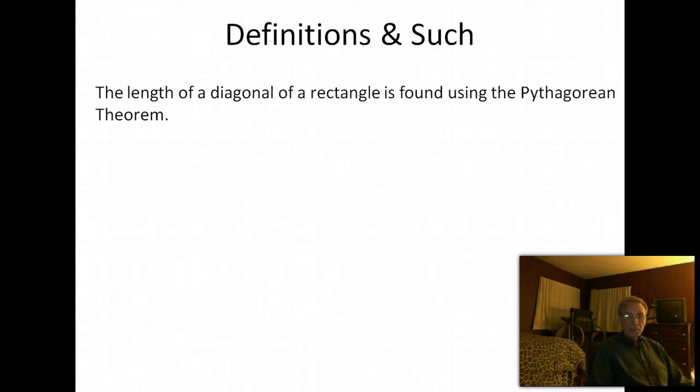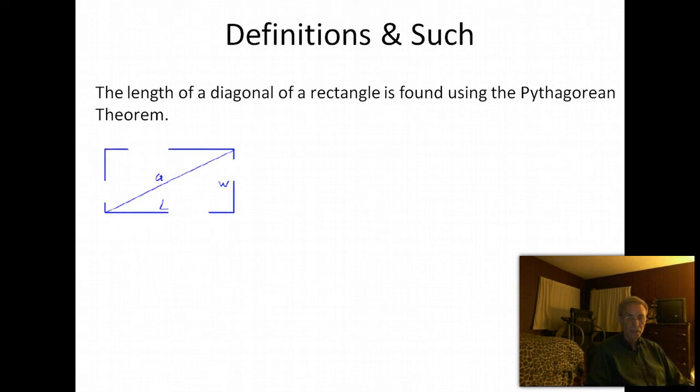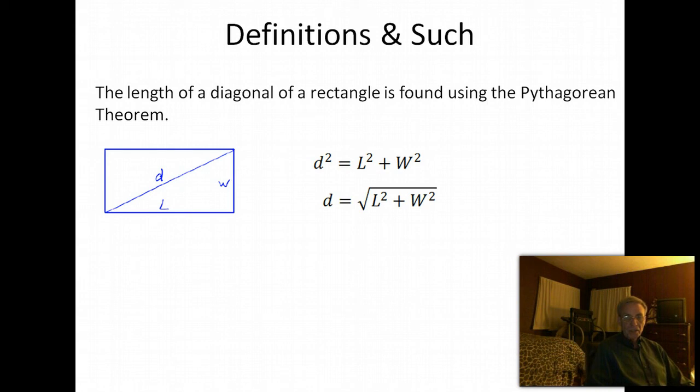The length of a diagonal of a rectangle, you can find using the Pythagorean theorem, or in some instances you can use the trig ratios. Trig ratios are sine, cosine, and tangent, and depending on the information you're given, you can find it from that. But typically you're going to know two of the sides, so the Pythagorean theorem is the quickest, easiest way to do that. The D here represents the length of the diagonal, and the formula is D squared is equal to L squared plus W squared. So take the square root of both sides, and D is equal to the square root of L squared plus W squared.